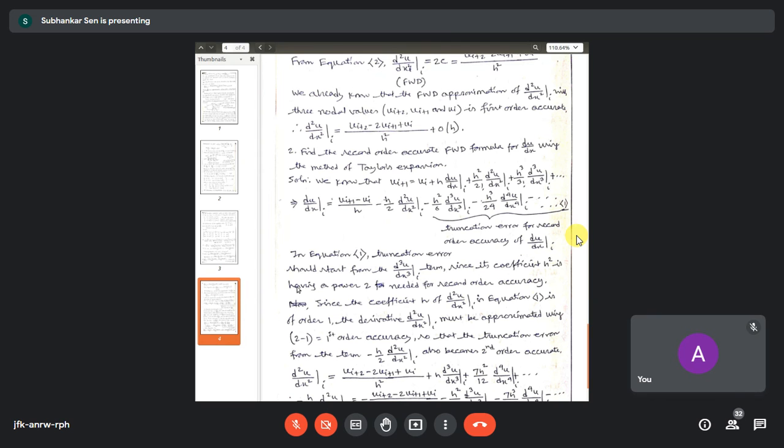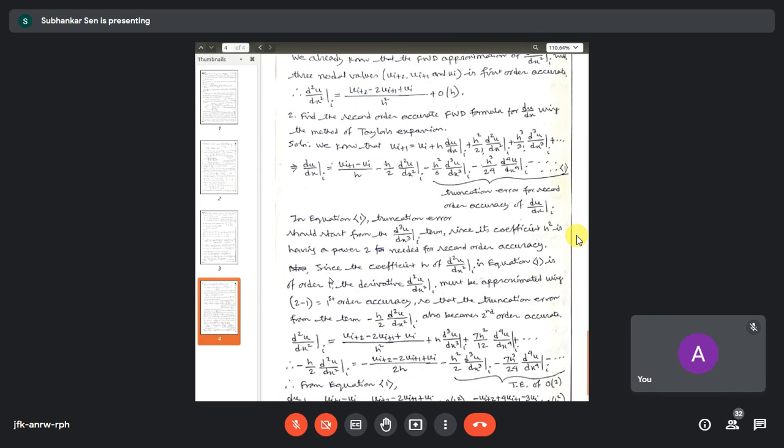So this discussion we have made here. If you see here, we are telling that this is the leading term. Suppose this is our truncation error for getting second order accuracy. In this truncation error, this is the leading term, so the coefficient is h and the power of the coefficient is 2. For this expression, the power of h is 1. So the difference between this exponent and this exponent is 1.